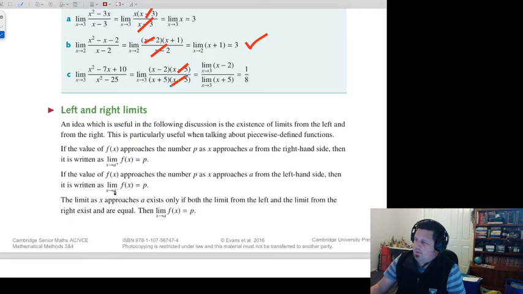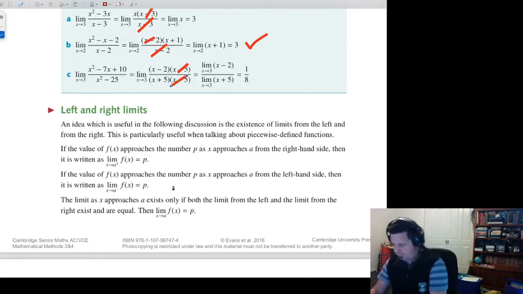Where it's coming from the left-hand side, so over here, they use a little negative here, as x approaches from the left-hand side. It says the limit as x approaches a exists only if both the limit from the left and the limit from the right exist and are equal. Yep. So if they're the same on both sides, then the limit at that particular point exists.